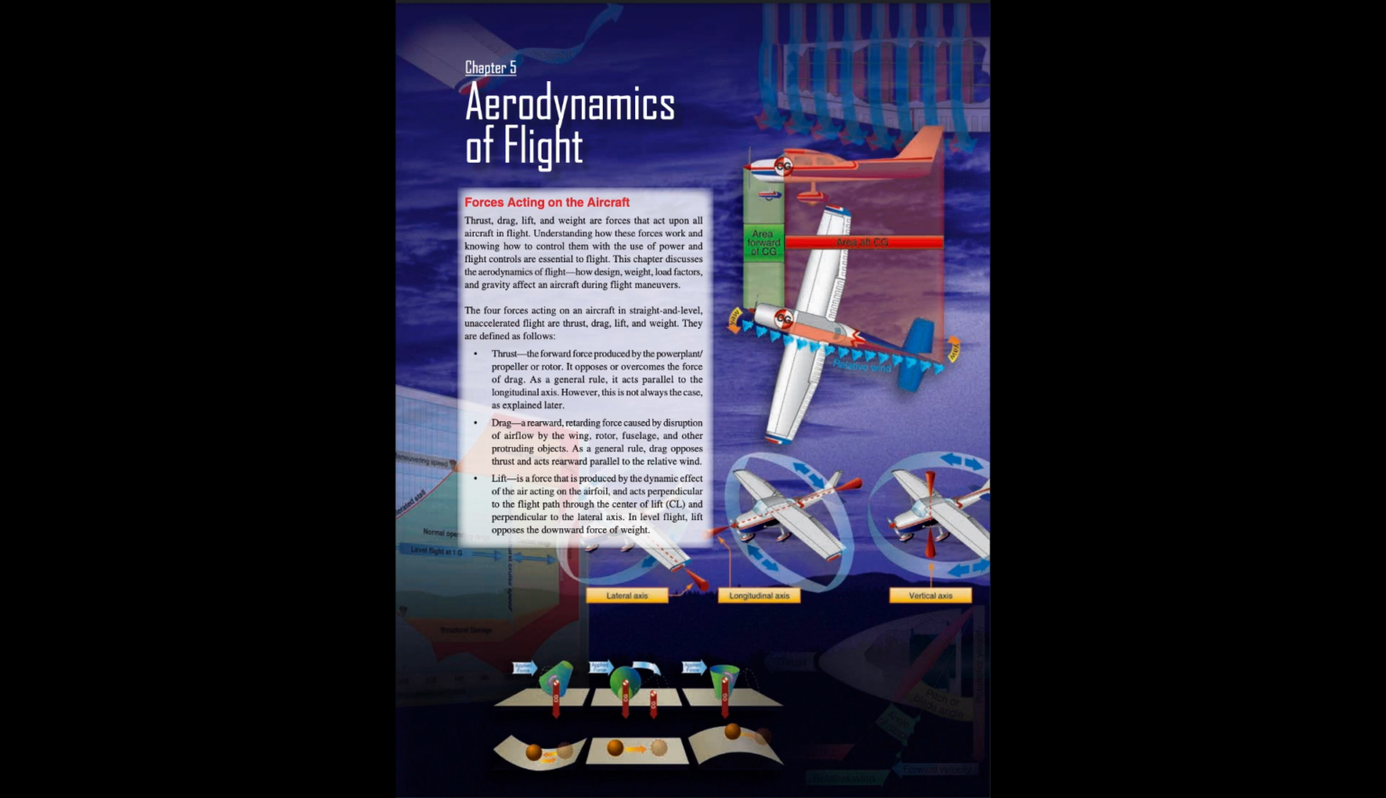The four forces acting on an aircraft in straight and level, unaccelerated flight are thrust, drag, lift, and weight. They are defined as follows. 1. Thrust, the forward force produced by the powerplant/propeller or rotor. It opposes or overcomes the force of drag. As a general rule, it acts parallel to the longitudinal axis. However, this is not always the case, as explained later.